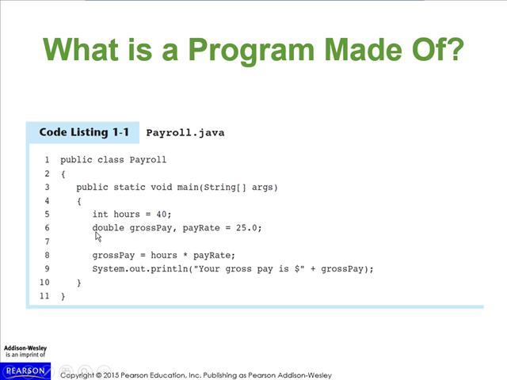I like it better if you say double gross pay, semicolon, then on the next line, double pay rate equals 25.0. I'd like them on separate lines, please. All right. But there's two different types of variables here. Int, which means whole number only, and double, which means that it can potentially have a decimal place.